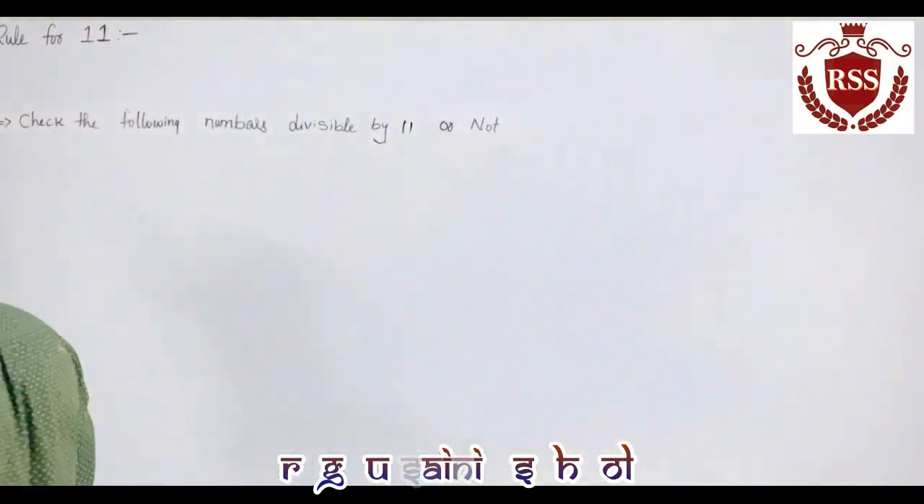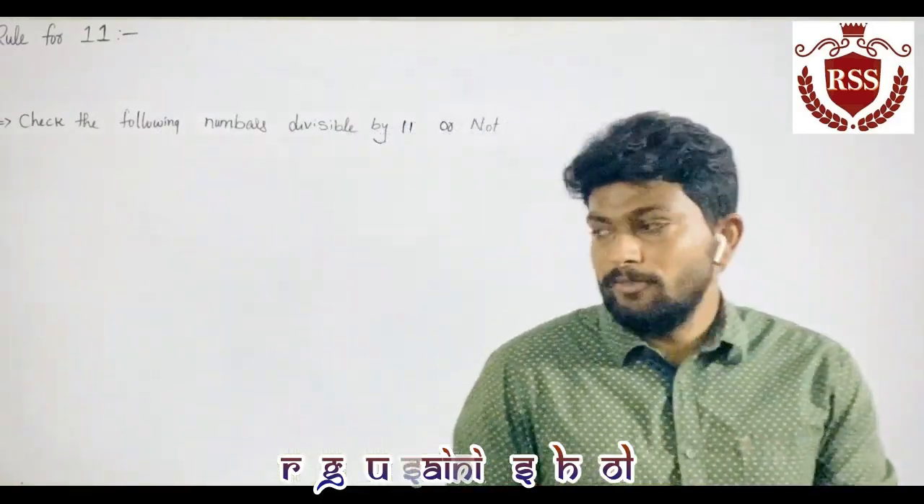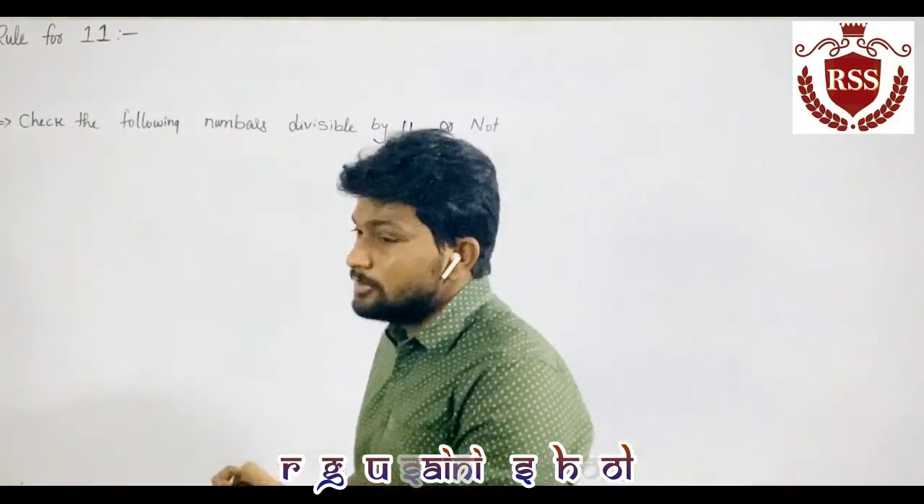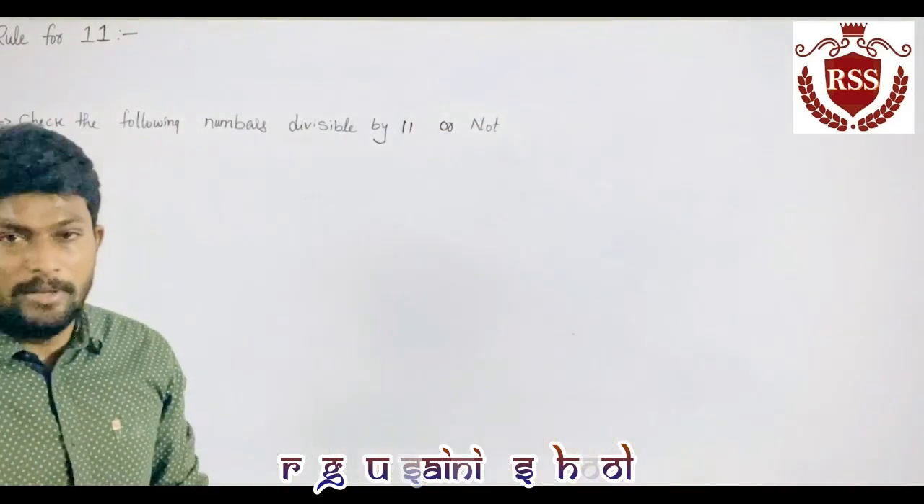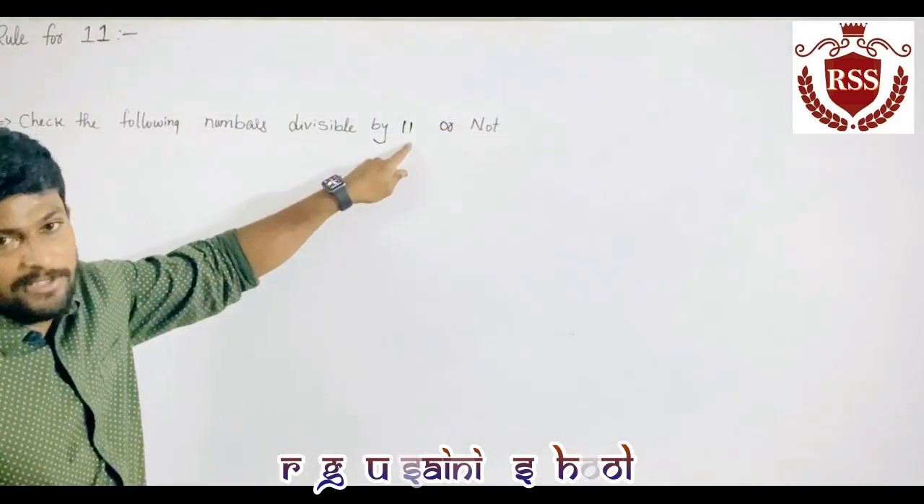Next one is the divisibility rule of 11. The divisibility rule of 11 is a very important one, and we need to concentrate on some basic points here. We have a process to find whether the given number is divisible by 11 or not. We will see with an example.